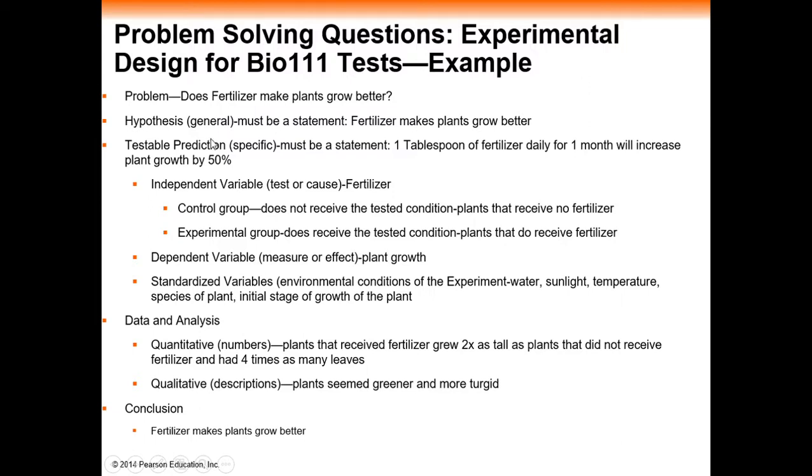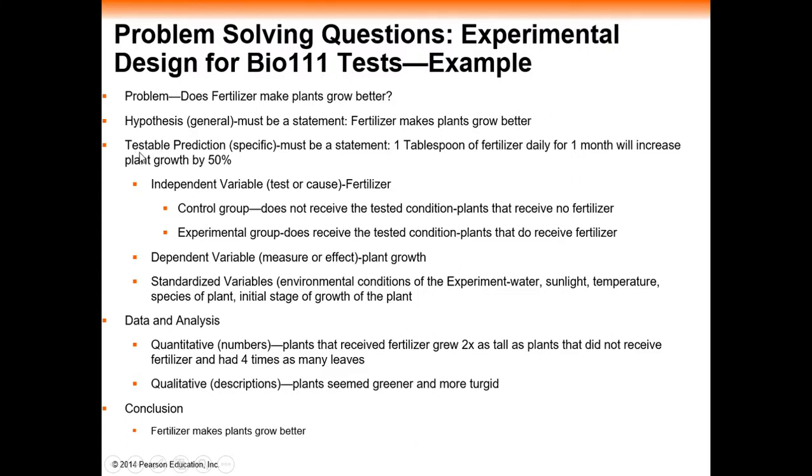That's our general question. We see lots of different observations of, if we put different types of nutrients on plants, plants seem to grow bigger. If we want to formally start to do research on this, we then define that problem as, does fertilizer make plants grow better? Our general hypothesis, which is again a statement, is that fertilizer makes plants grow better. Again, that has to be a statement, and it's general.